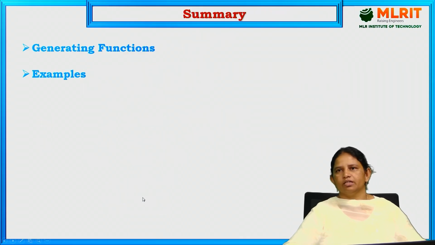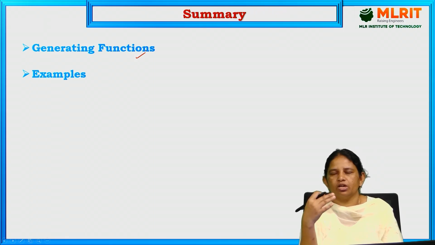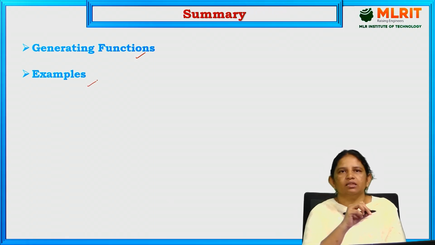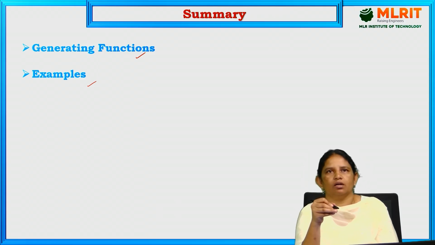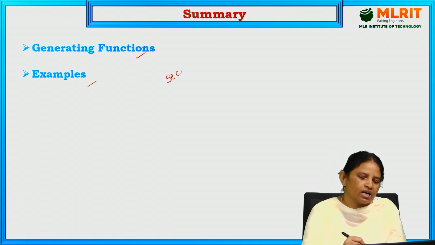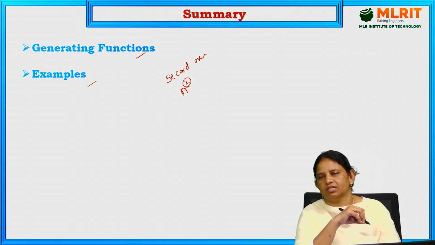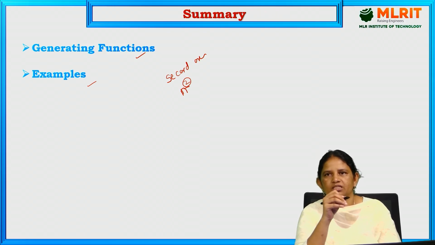So what we have discussed up to now is what is meant by generating function, and the procedure to find the solution using the generating function, and we can understand the generating function by considering some examples. Whatever problems we discussed are second order recurrence relations. Second order means the power goes up to 2, that means up to 2 terms are present in the sequence. In the next video, we'll discuss the 3 terms in the generating function.